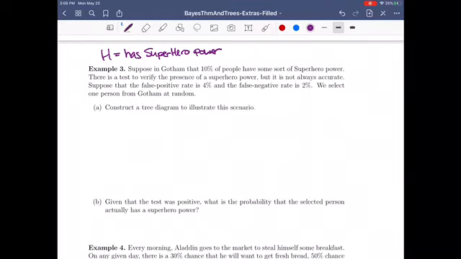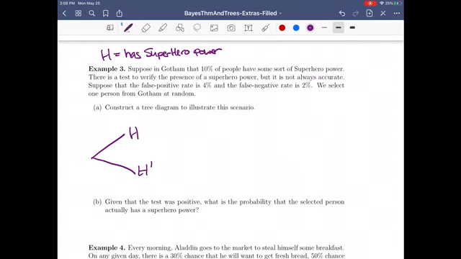Okay, and there's a test to tell whether or not they have a superhero power, but it's not perfect. So it has a false positive rate of 4% and a false negative rate of 2%. And we're going to select one person from Gotham at random. Okay, so in our tree diagram, we need to know whether or not they are a superhero.